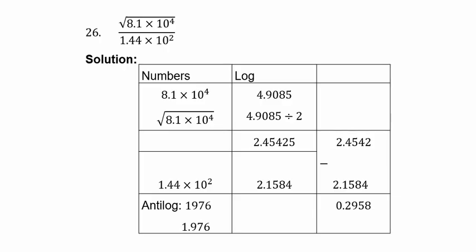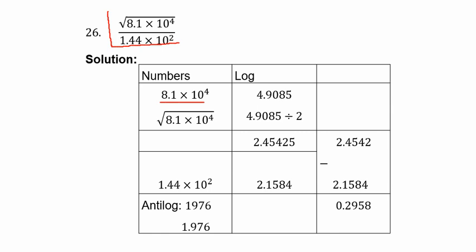We have example 26. We should evaluate this problem using logarithm. So we start by taking the numerator. The numerator is square root of 8.1 times 10 to the power of 4. But let's start with the main number, 8.1 times 10 to the power of 4.